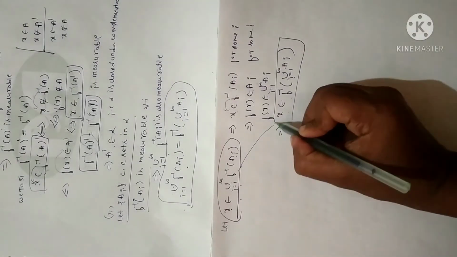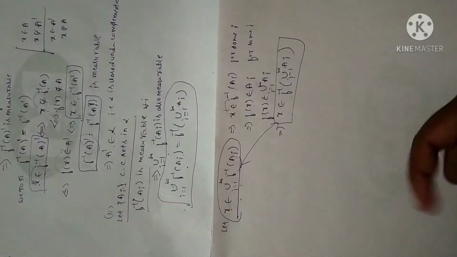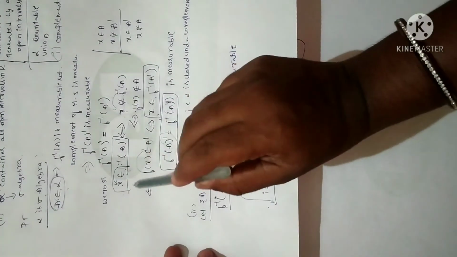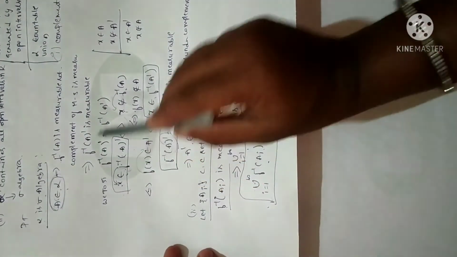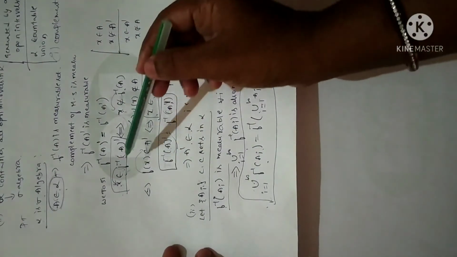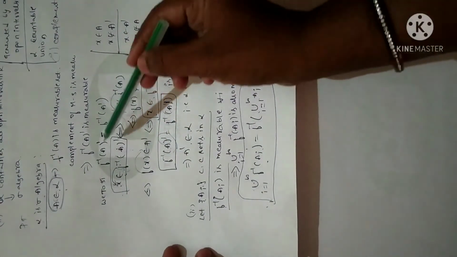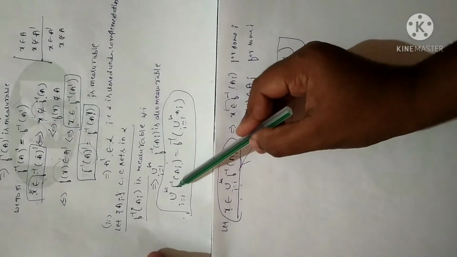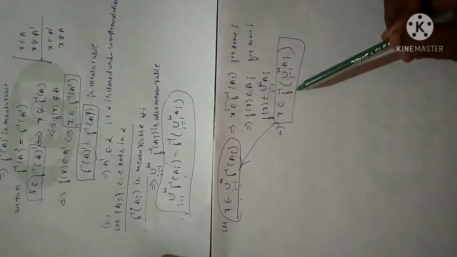So by comparing these two, I am using the same logic that I used for the complementation. See, in the first case I have assumed that X belongs to the first set. I have proved that X also belongs to the second set. So by comparing these two, I can say this inclusion holds good. In the same way, I have assumed that X belongs to the first set. I have proved that X also belongs to the second.